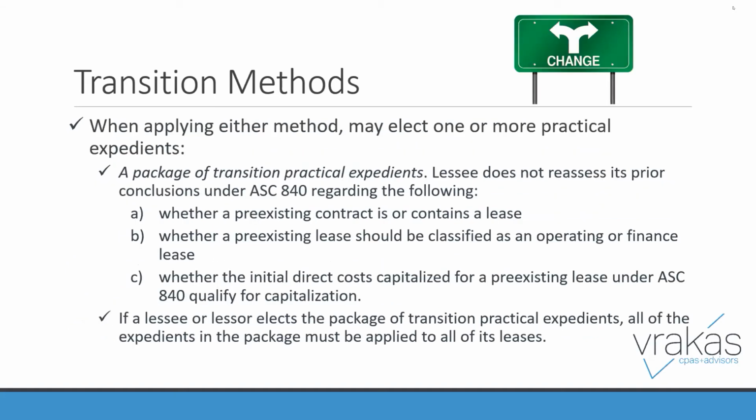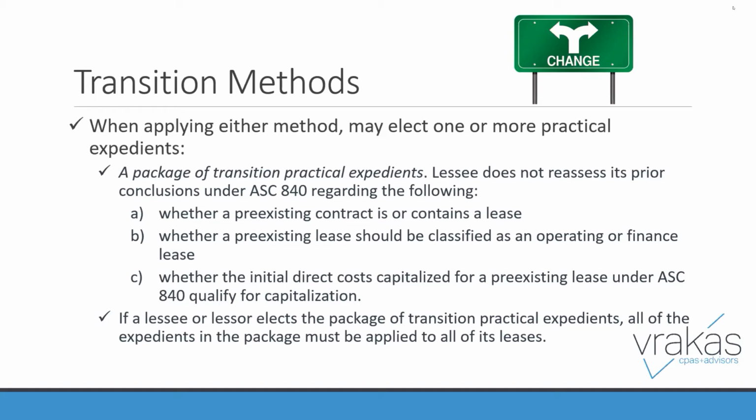So, whichever method you choose, A or B, there are a couple other practical expedients that are provided in the standard. Very creatively called a package of transition practical expedients. And there's three kind of options under that package. You do not need to go back and determine whether a contract contains a lease. So if 5 years ago when you entered into some type of contract and you said that's not a lease, you don't have to go back and reassess that under the new standard. You're just keeping your existing lease portfolio.